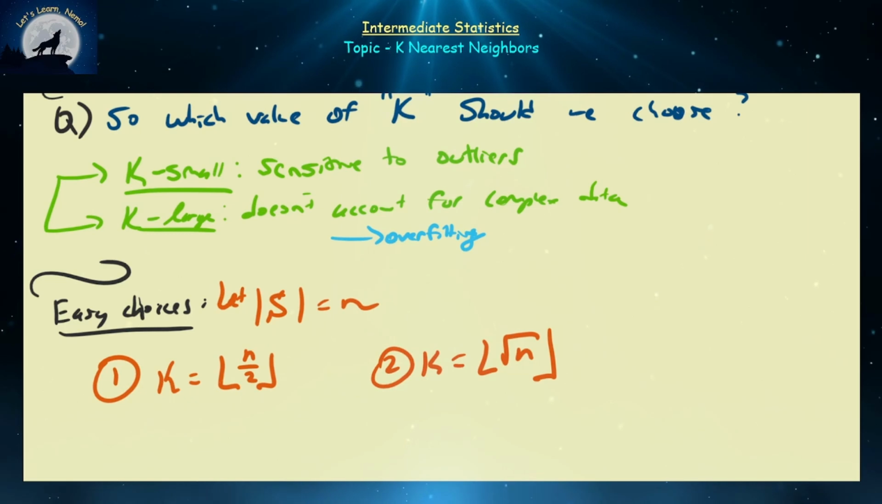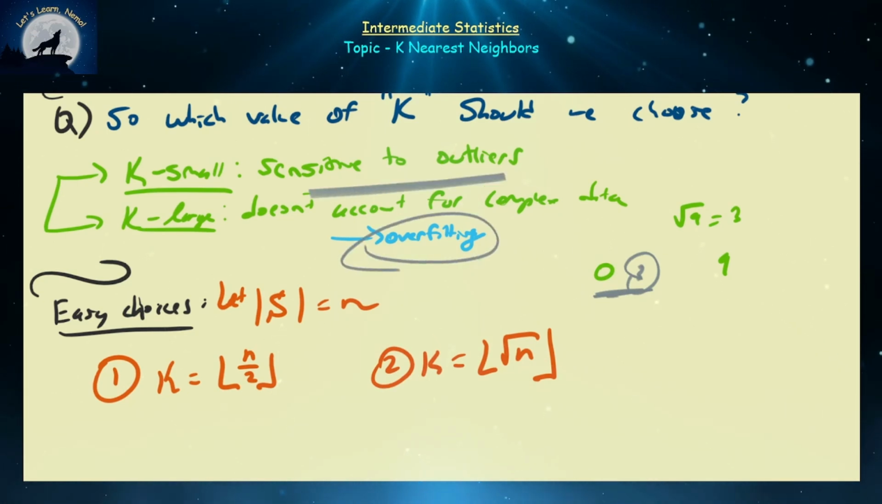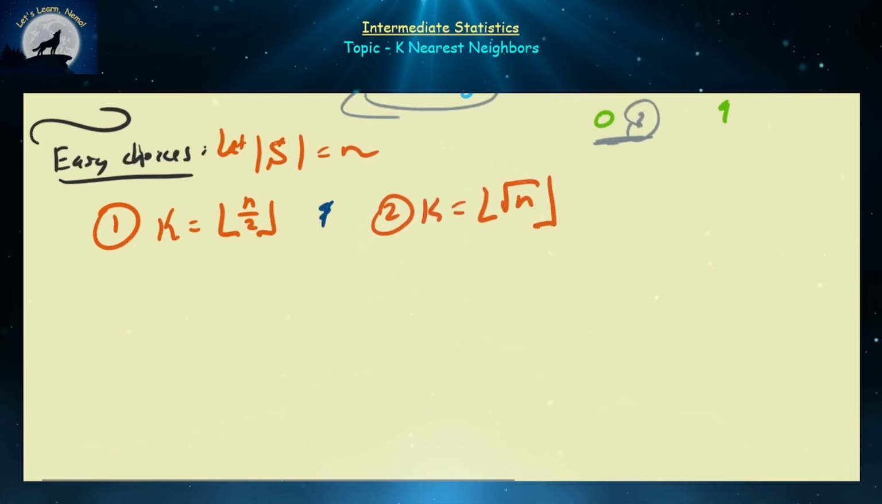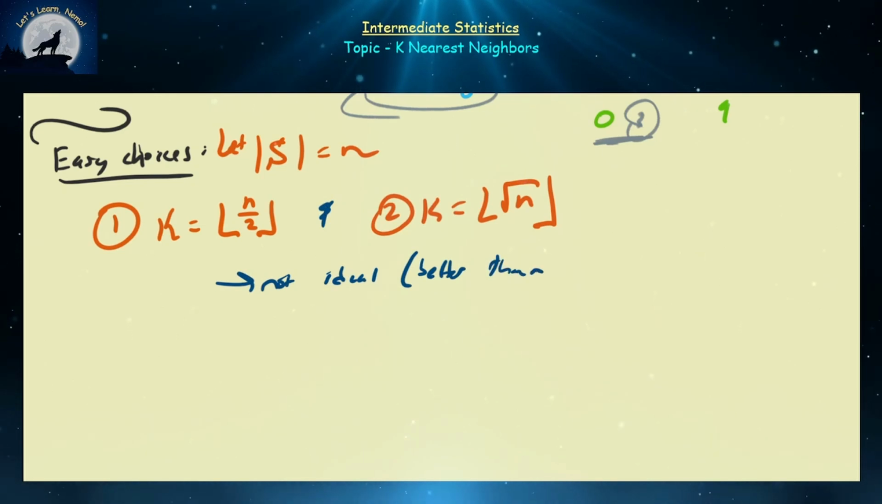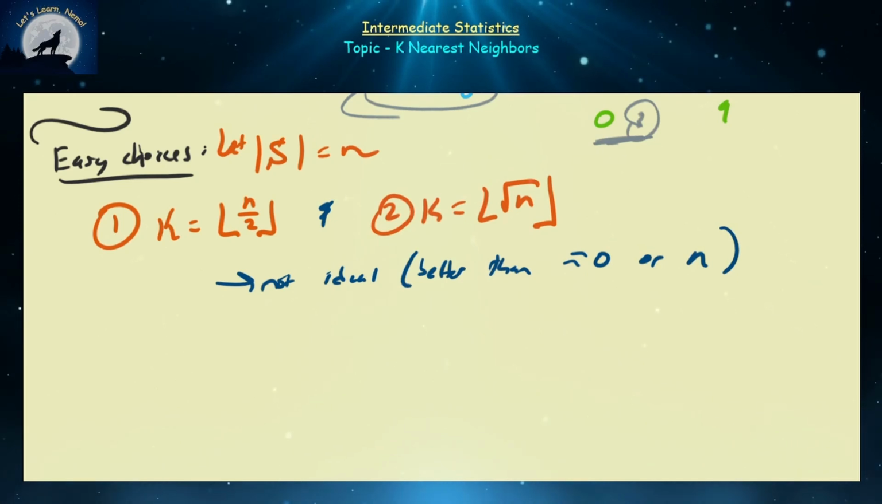Obviously, n divided by 2 is going to be in the middle of 0 and n, and the square root of n obviously isn't exactly going to be in the middle of 0 and n. For example, if you're on 0 to 9, the square root of 9 will be equal to 3. So that's going to be towards the lower end of the spectrum rather than the upper end. And it doesn't overfit your model, but it's still slightly sensitive to outliers. So although these are both fast, they are still not ideal. But they are definitely better than approximately equal to 0 or n. That much is obvious. So if you don't want to get into fancy methods, these two definitely solve that particular problem.